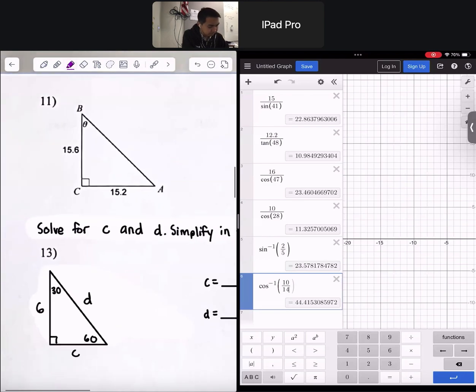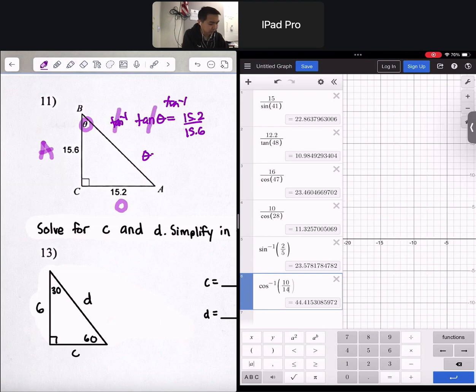Let's look at number 11 and 12. Number 11. We're in this angle perspective. 15.2 is the opposite. 15.6 is adjacent, so we're going to be using tangent. So tangent of theta equals opposite over adjacent. And then to isolate the theta, you need to do the tan inverse to both sides. So theta equals tan inverse of 15.2 over 15.6.